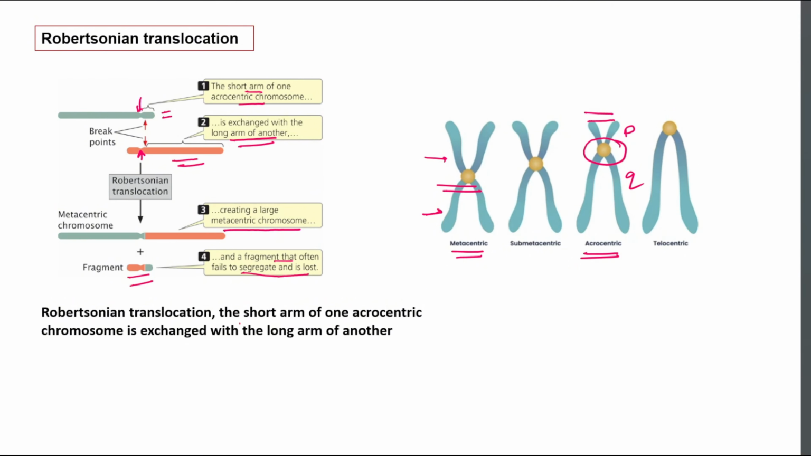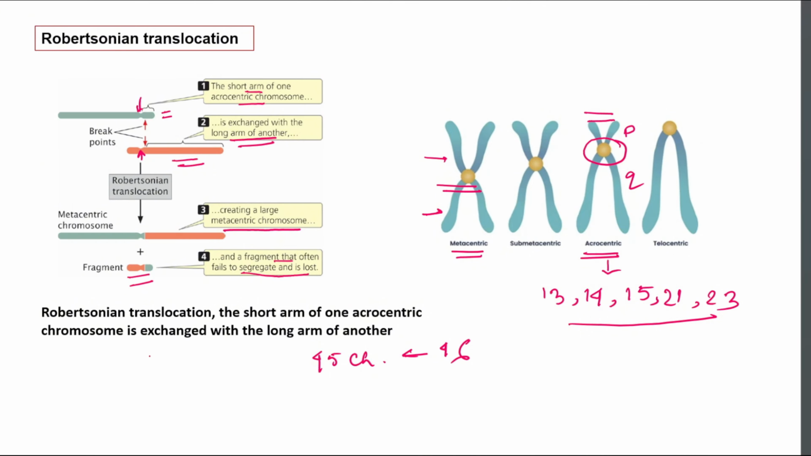So a person with Robertsonian translocation mutation ends up with 45 chromosomes instead of 46 chromosomes. In humans, 5 acrocentric chromosomes are present: chromosome 13, chromosome 14, chromosome 15, chromosome 21 and chromosome 23. All are acrocentric chromosomes in humans.